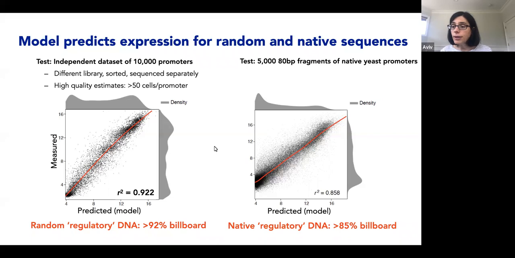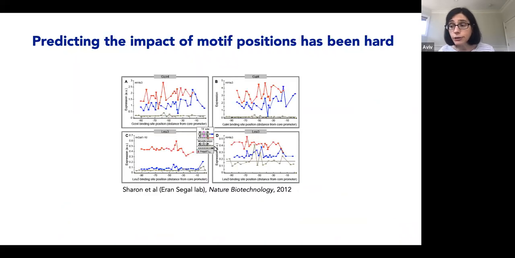So now we kind of had basic faith that this model can generalize. And we asked about biological lessons, and I'll highlight one. We decided to turn to a specific problem that is related to the position and the strand preferences of motifs.